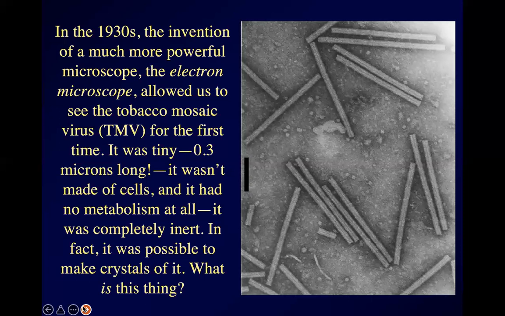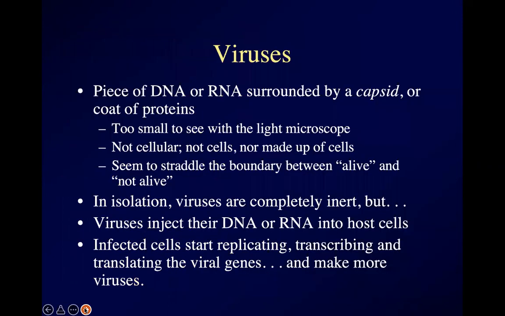And what's more, it's completely inert. If you take tobacco mosaic virus out of a tobacco plant, it'll just sit there. It has no metabolism. It doesn't eat. It doesn't excrete. It doesn't reproduce. It's got no more metabolism than a rock. It does absolutely nothing. And in fact, you could make crystals out of it. So what is this thing that causes disease and yet isn't a cell and doesn't have metabolism? Well, it's a virus.